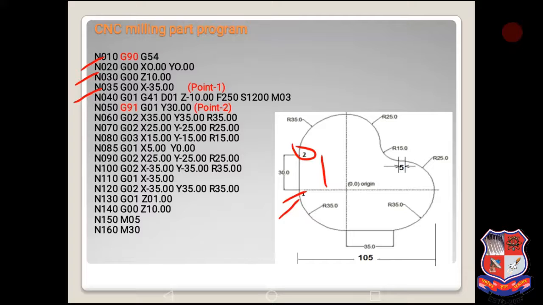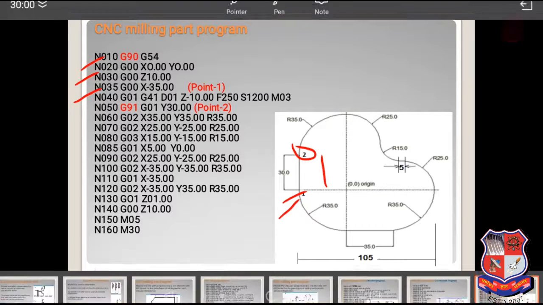So once we execute the block number N60 with the command G02, which is used for circular interpolation in clockwise direction, with the coordinate value x35 and y35, both are positive because our point number 2 is the reference point, and that becomes 0 0 because we use the G91 command. So the tool moves to point number 3. Here is our point number 3.